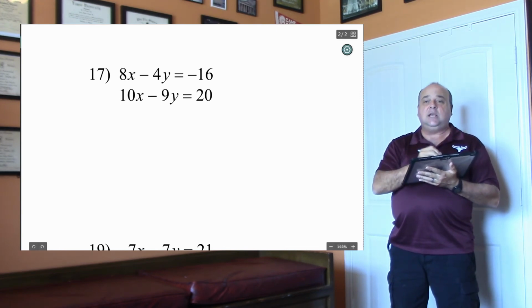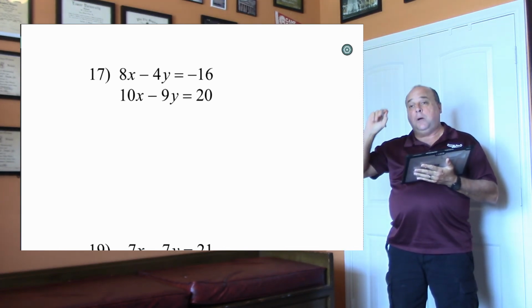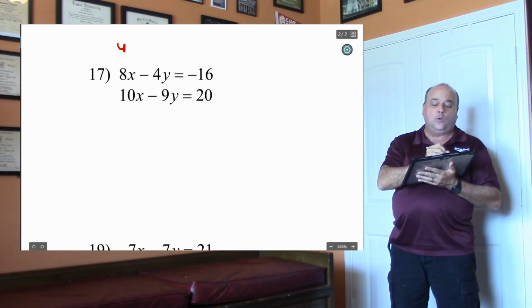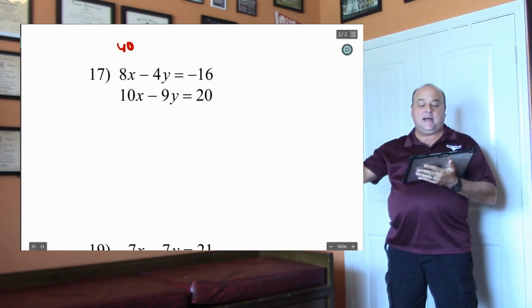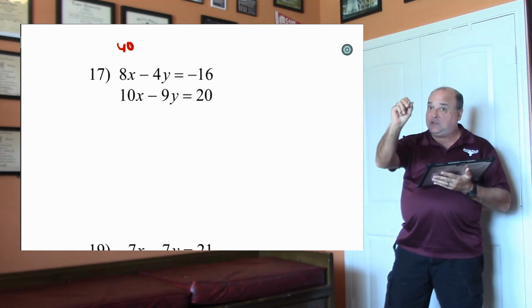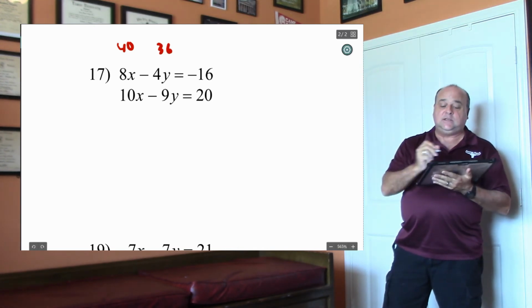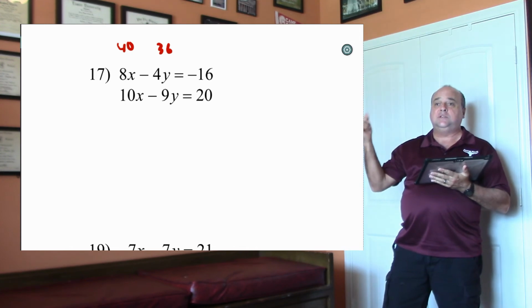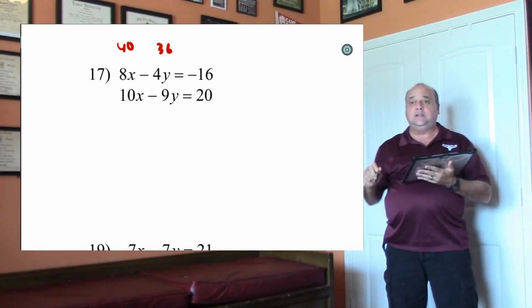So what's the LCM of 8 and 10? The smallest number they both go into is 40. I have to multiply one by 5 and one by 4, don't I? Now then, look at the 4 and 9. The smallest number they go into is 36. I would pick the smaller LCM, so we're going to choose 36.